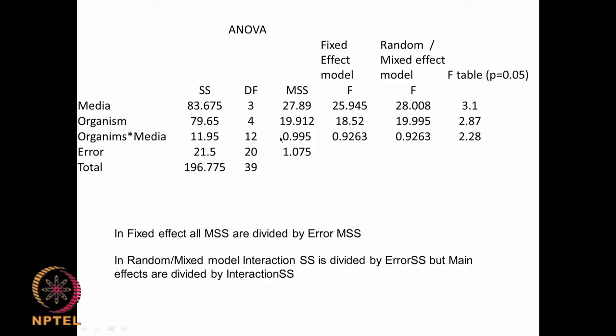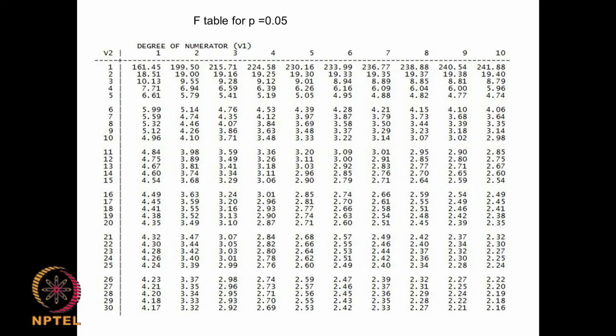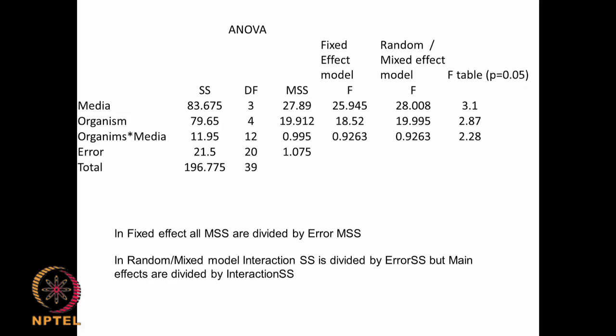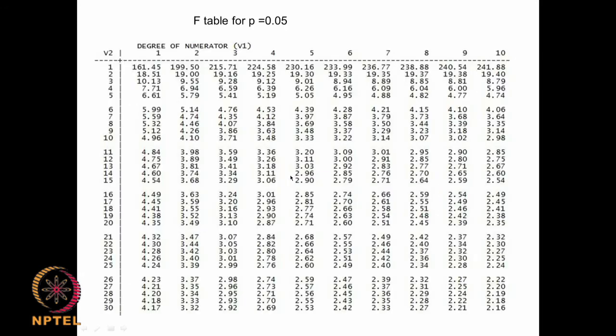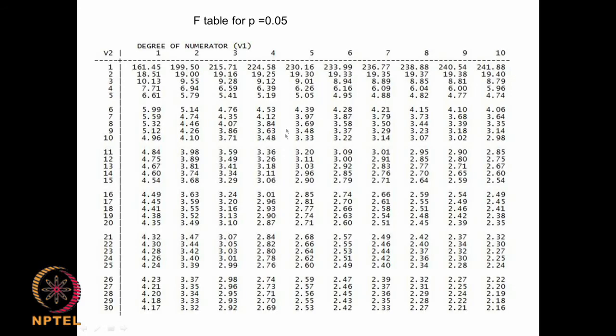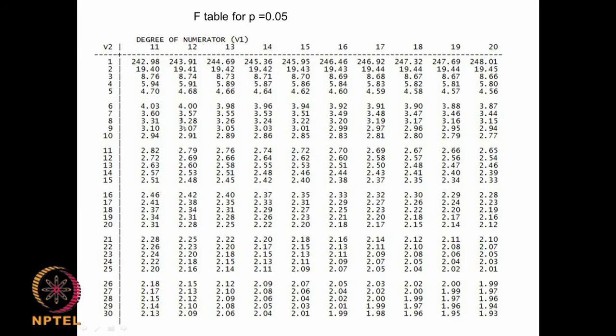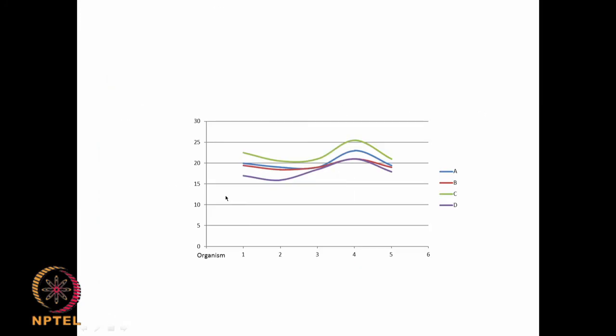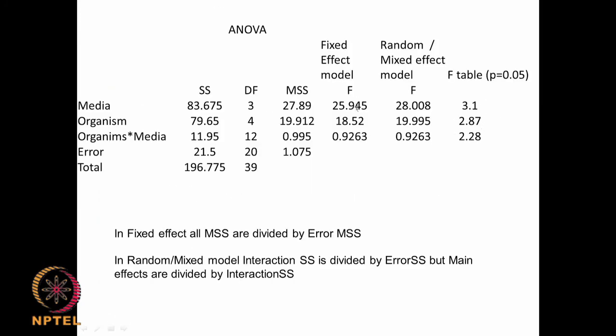Okay, now we go to the F table. We have 3 and 20 degrees of freedom, or 4 and 20 degrees of freedom, at 0.05. For 3 and 20 degrees of freedom, it is 3.1. For 4 and 20 degrees of freedom, it is 2.87. And 12 and 20 degrees of freedom is 2.828. These are actually valid for the fixed effect model.